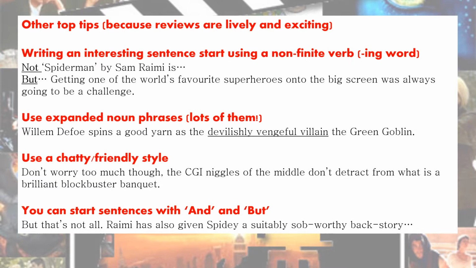Another way of making your writing more exciting is by using expanded noun phrases, and lots of them. For example, Willem Dafoe spins a good yarn as the devilishly vengeful villain in The Green Goblin. You can see there's 2 adjectives in that sentence, devilishly vengeful rather than just the word villain. Describe your nouns then, make them sound much more engaging.